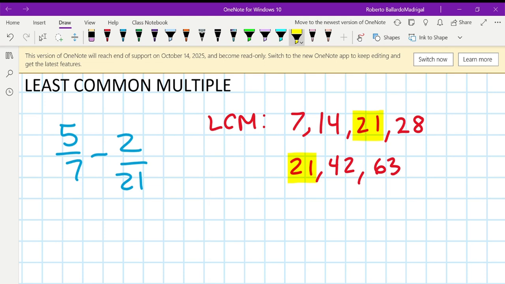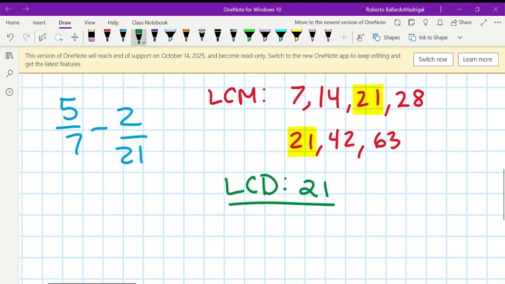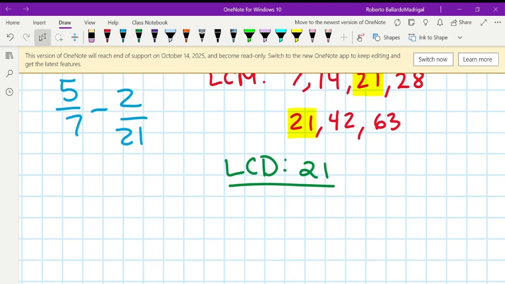All right. So that means the following. This is how it works. So you find the least common multiple, and based off the least common multiple, you're gonna make your least common denominator. So our LCD then will be the number 21. Okay. So that means that we have to do something to each fraction to make it have a denominator of 21.